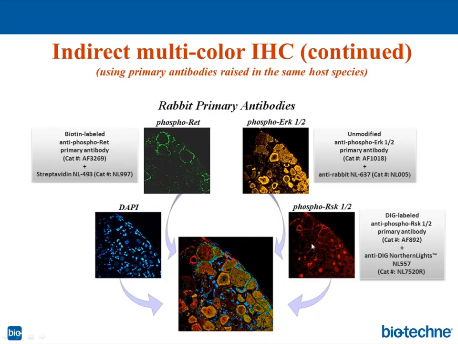Again, all the colors are nicely seen here. And when we merge this image, merge all the channels, we get this multicolor staining here. This is the red dorsal root ganglia. That's where we show the staining.